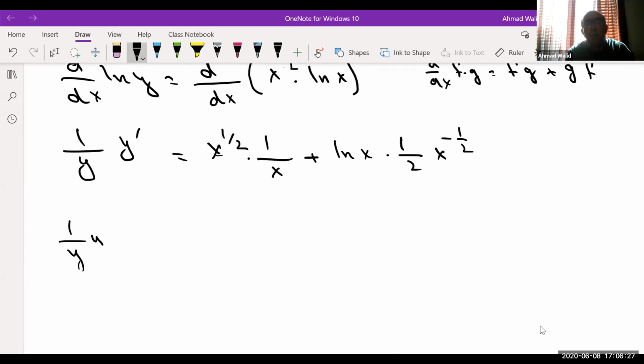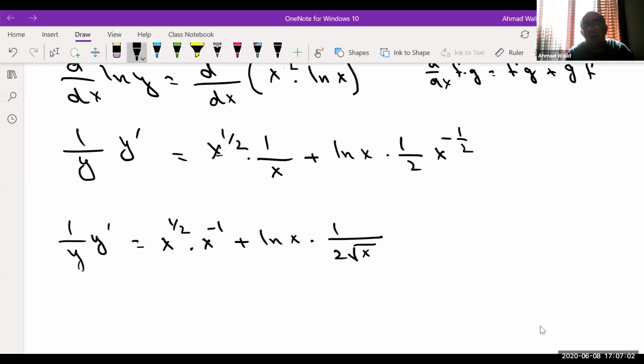1 over y prime equals, here move this x up, you have x to the power of 1/2 times x to the power of negative 1, correct, to simplify, plus ln x times, here bring the x to the denominator, it gives you 1 over 2 radical x, correct? Or 1 over 2 times x to the power of positive 1/2, which means square root of x.